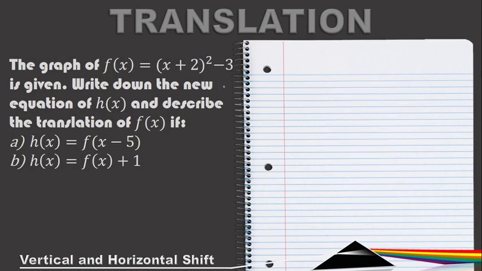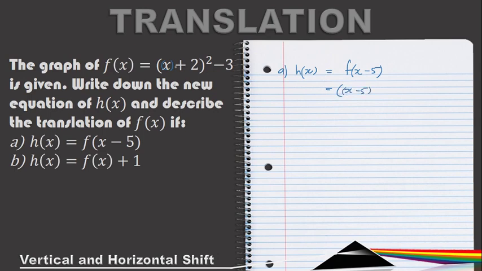The graph of f of x is given. Write down the new equation of h of x and describe the translation of f of x. If A, we have h of x equals f of x minus 5. Now what happens is we have our equation here and we want to replace, so this graph has been shifted to the right, so wherever we see x, we're going to replace it with x minus 5. So this is going to be x minus 5.